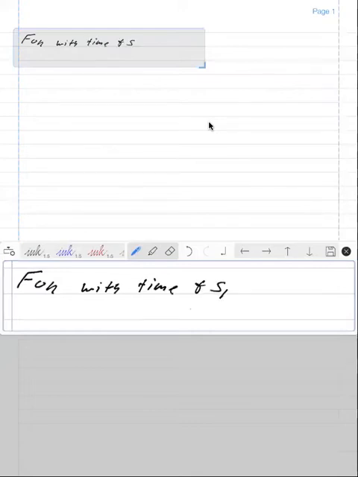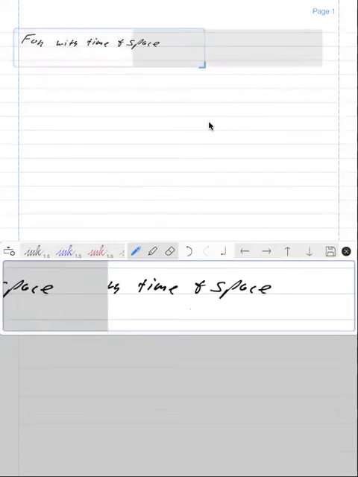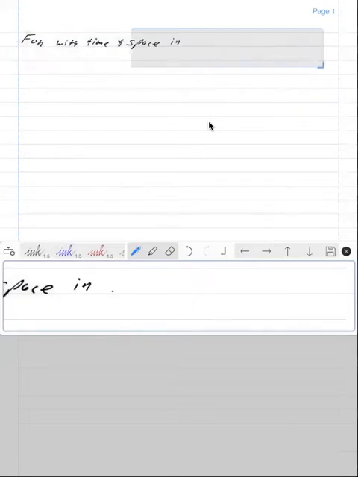In today's lecture, we're going to consider some practical calculations of a multi-component universe. So I'm going to call this Fun with Time and Space in a multi-component universe.